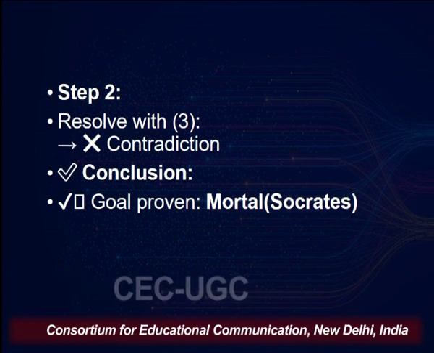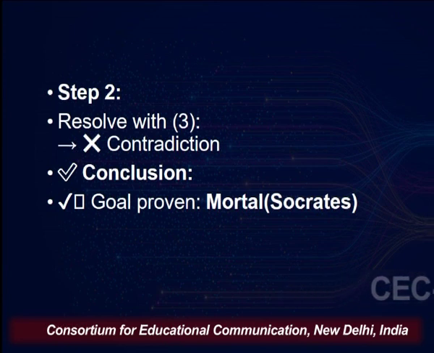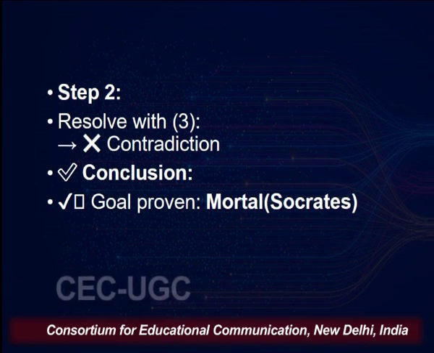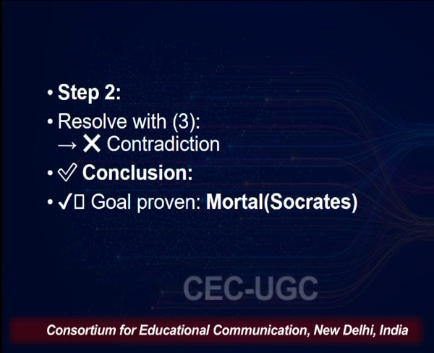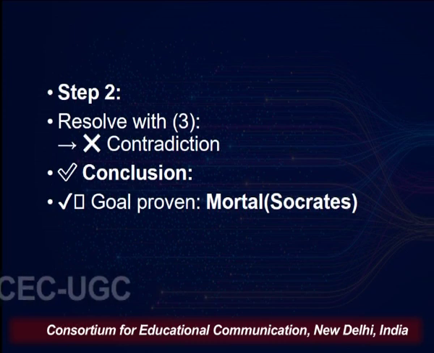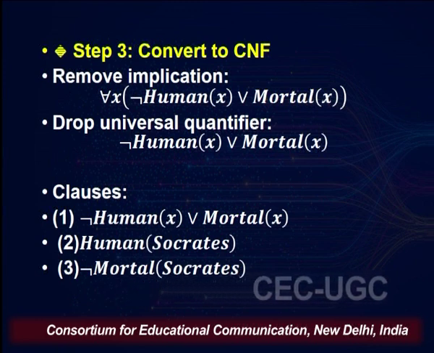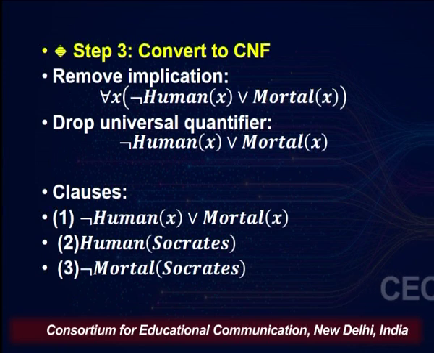So, ultimately we end up with an empty clause, which is actually a contradiction. So, we can say that our goal, whose negation we have added, the goal being mortal Socrates, has been proved. Now, if we look at the total set of clauses which was available: negation of human x or mortal x, then human Socrates, and negation of mortal Socrates.